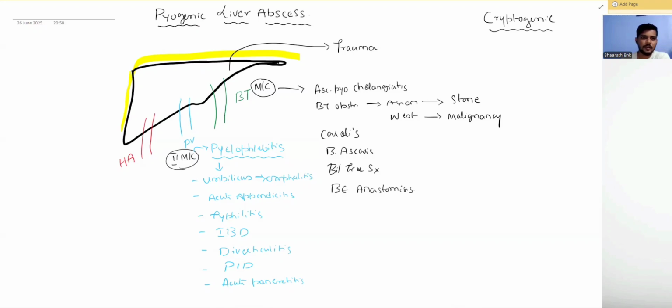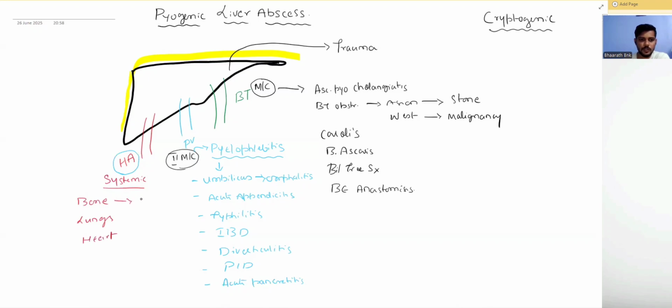And then the hepatic artery. You know that the hepatic artery is a systemic circulation. Because the hepatic artery represents systemic circulation, the major sources of infection from the systemic circulation would be from the bone, the lungs, or the heart.